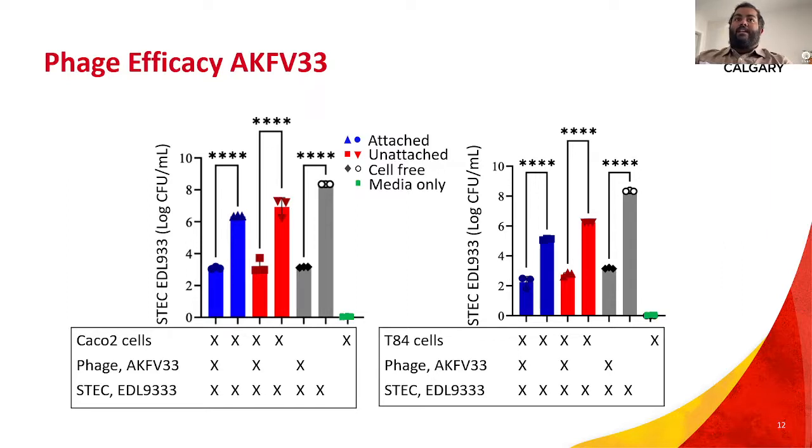and we had observed that AKFV33 was able to decrease STEC attachment in both the CACO2 and T84 cells by about 3 logs. Then in the unattached supernatant for both cell lines, there was a 3 log reduction, while in the phage and STEC containing no cells, we saw a 4 log reduction, and the group differences were seen as highly significant.